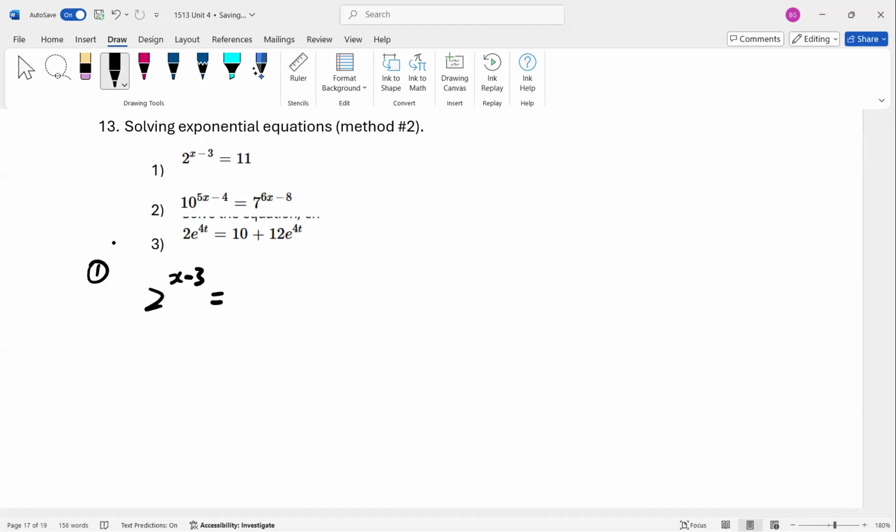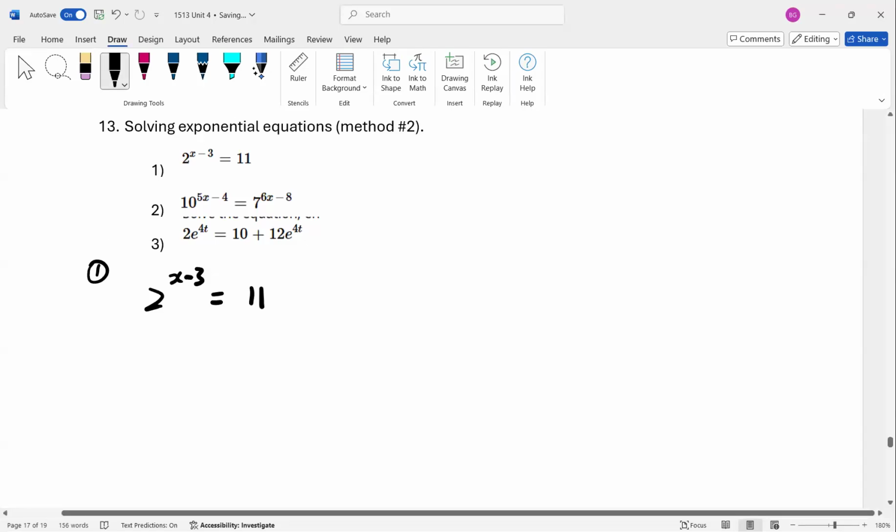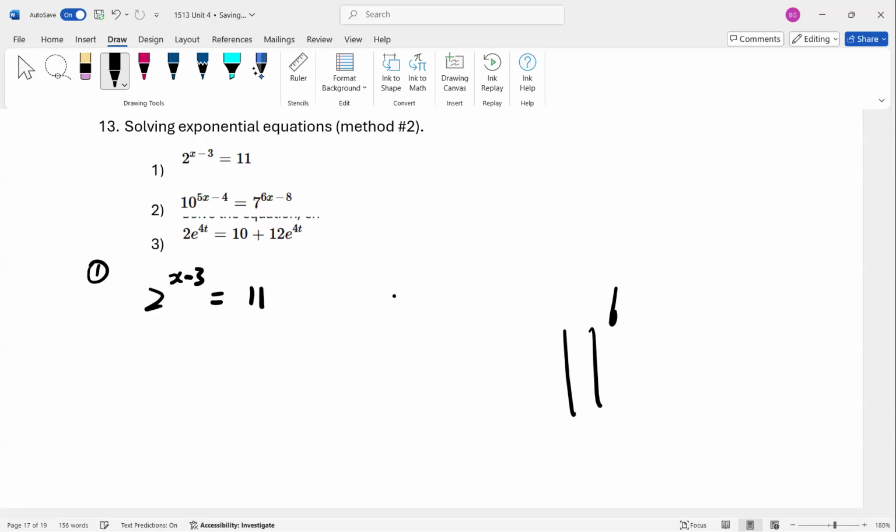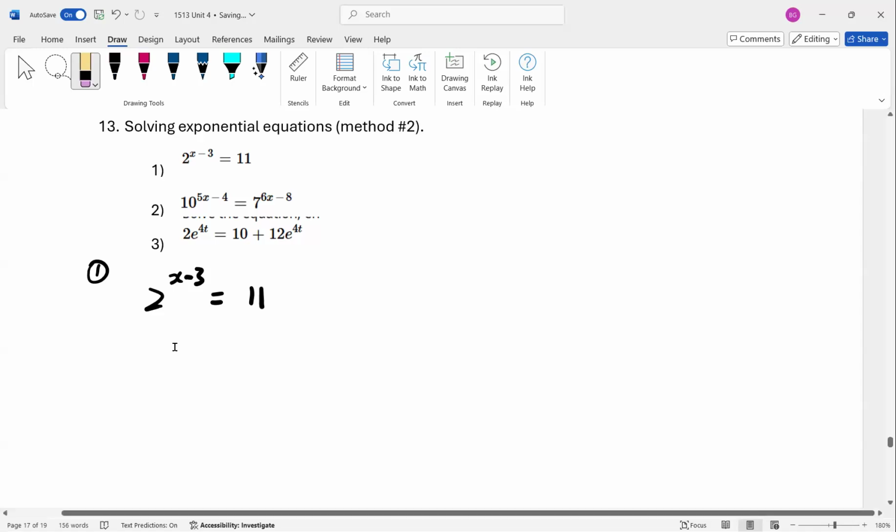As you can see, the left side has base 2. The right side is a constant, but if you really want, you can write it as 11 to the power of 1. It also can be written as an exponential expression, it's just that the exponent is 1 and the base is 11. While 2 and 11, I do not see the connection. So it's not convenient to write both sides as powers with the same base, right?